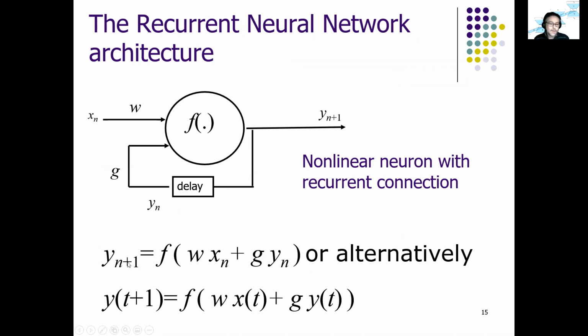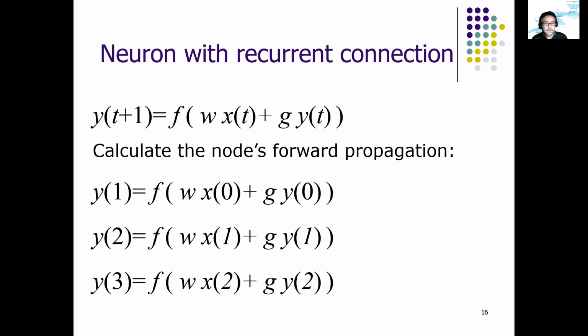That's the output of the node at the next iteration, n+1. It depends on the activation function and on this weighted sum, where W is the weight by which the input signal is multiplied, plus another weight, called G, by which the previous output of the node, y_n, is multiplied. This is the equation that describes the operation of the node, but obviously the situation becomes much more complex because we have several nodes organized in layers, and also several layers, in particular in deep networks.